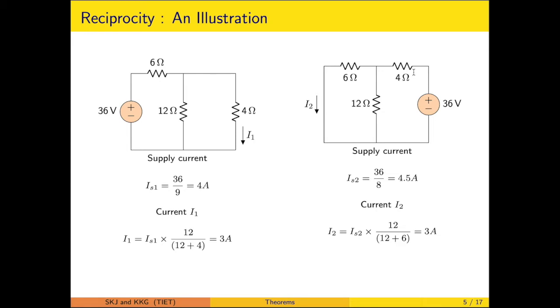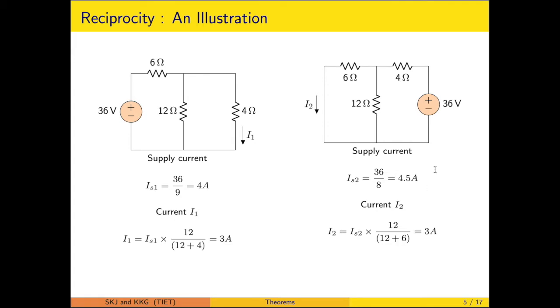This 4 and 4 are added in series, so that is 8 ohms. So the IS2 will be 36 by 8, that is 4.5 ampere. Now the current I2 is decided by the parallel division of the currents. So that will be IS2 into 12 divided by 18, so that is 3 ampere.